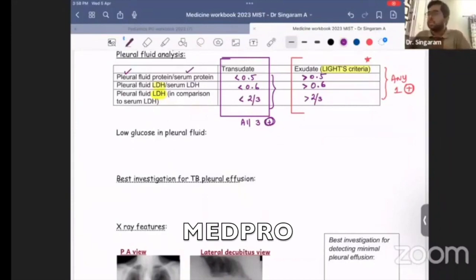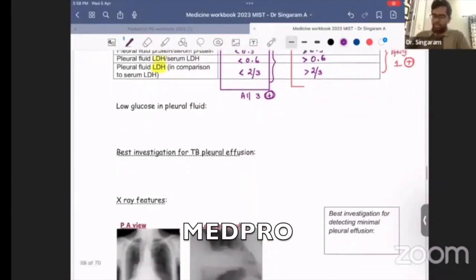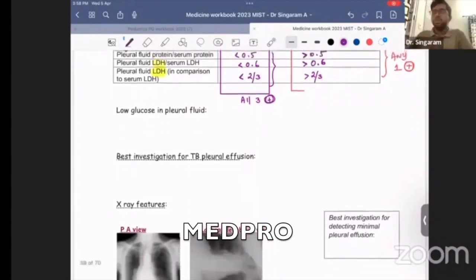So I hope it is clear till this point. Please remember, in your exams this has been asked very frequently: how do you differentiate between transudative and exudative pleural fluid by pleural fluid analysis? Okay, this is important. Then something called low glucose in the pleural fluid.